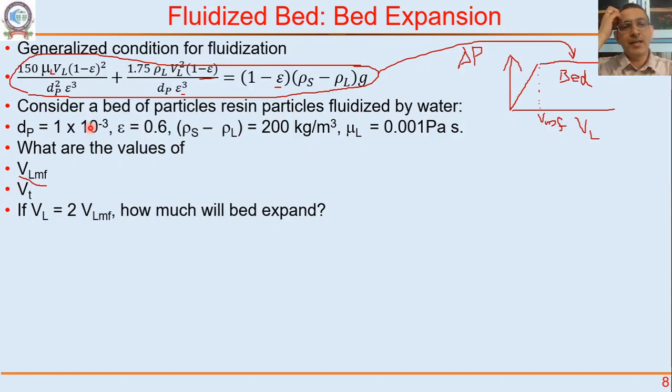Now, if I say that the actual superficial velocity is 2 times the minimum velocity, then what do we know? We know VL, we know mu L, we know dP, we know rho L. All these things we know. The only unknown is epsilon, because the bed has expanded. Voidage is more than 0.6 now. We can use the same expression to calculate the value of epsilon.